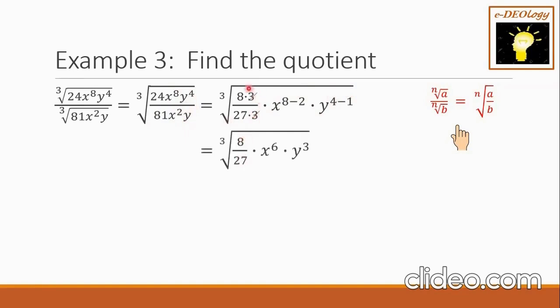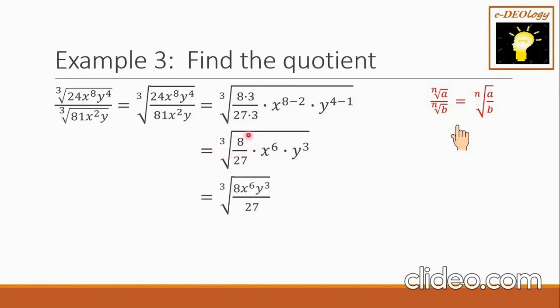Next, we can now simplify our coefficients. We can now cancel the 3. So only the 8 over 27 will come down. For the x, we have the 8 minus 2. We have the power 6. So x raised to 6. For the y, we have 4 minus 1 power, so we have now the y cube. Of course, they are all inside this cube root.